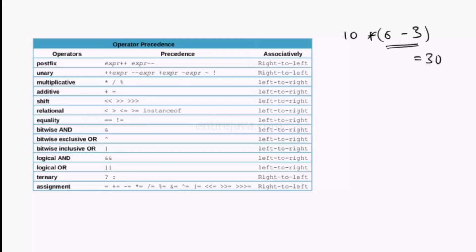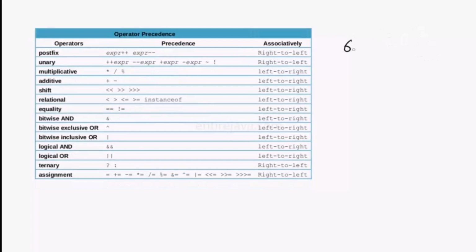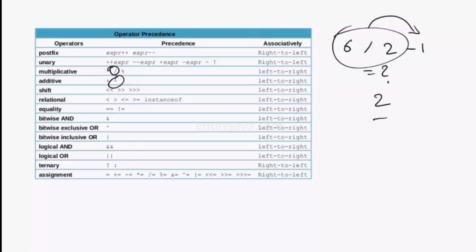Let's take a look at another example. 6 divided by 2 minus 1. So what is the result of this equation? Pause the video and find out. Okay, now let's solve the ambiguity. We have division operator and subtraction. Division has the higher precedence compared to the subtraction operator. So this part of the equation will be evaluated first and then the result will be computed with this. So the result would be 2.